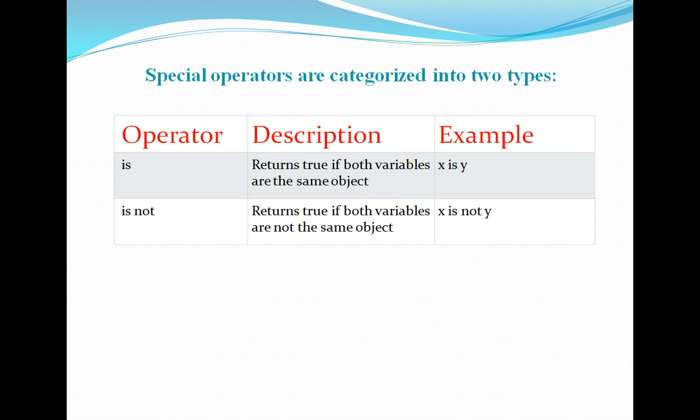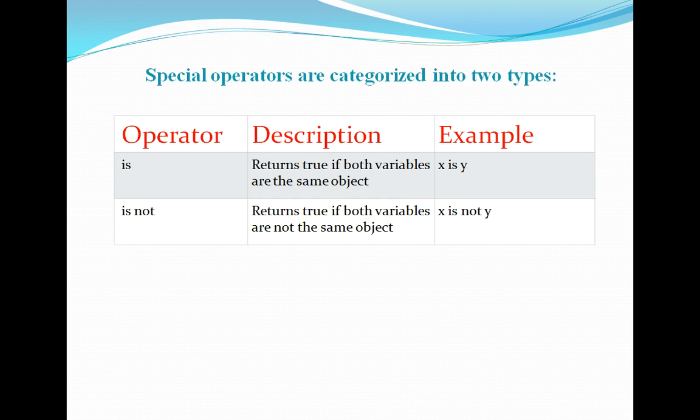And 'is not' returns true if both variables are not the same object. Suppose I write x equals 5 and y equals 5. Now if I check 'is not', it will be false, because both are not referring to different memory locations. It's right that their value is the same, but their memory locations are different. So in this case the answer will be false.